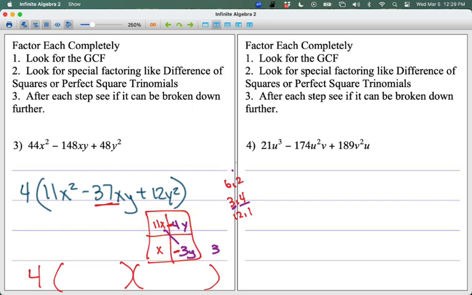So we'll have 11x minus 4y and x minus 3y. These cannot be broken down. They're not perfect square trinomials, and they're not difference of squares, and they're not quadratics that can be done with the box method again. So we're done. Let's move over to number 4.